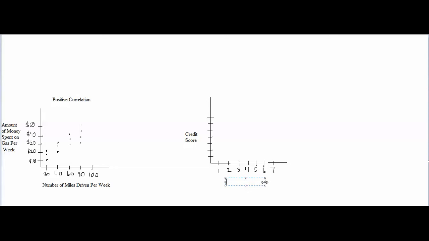Down here we have number of missed payments for this year. And when you miss more payments, your credit score goes down. So missing more payments will hurt your credit score. What that means is that if 3 people tell us that they've only missed 1 payment this year, then those people should have fairly good credit scores. I could have started at 0, but I started at 1.